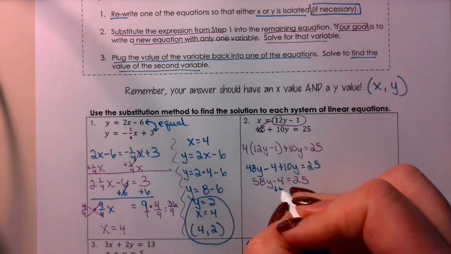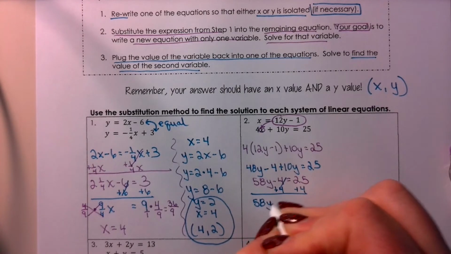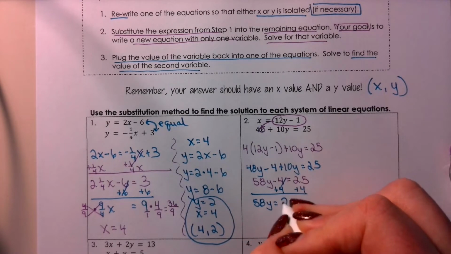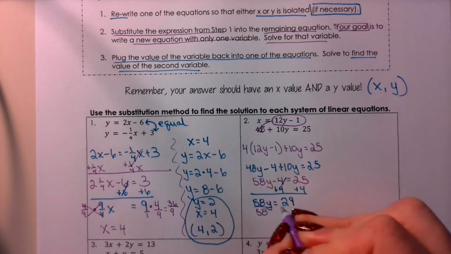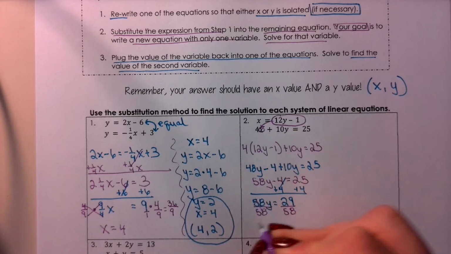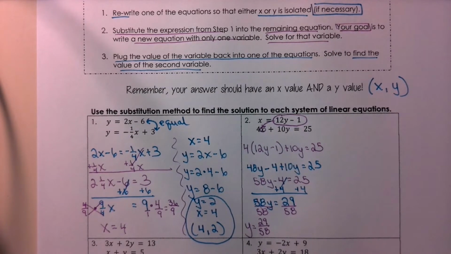I'm going to get rid of this 4 first. And I now have 58y equals 25 plus 4, which is 29. I'm going to divide both sides by 58. And I get y equals 29 over 58. I do want to see if I can simplify this. Well, believe it or not, 29 divided by 29 is 1, and 58 divided by 29 is 2. So y equals 1/2.